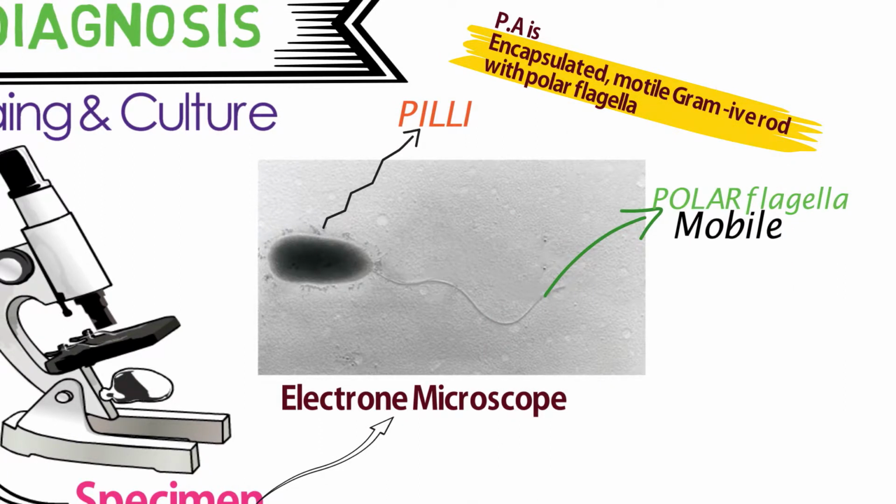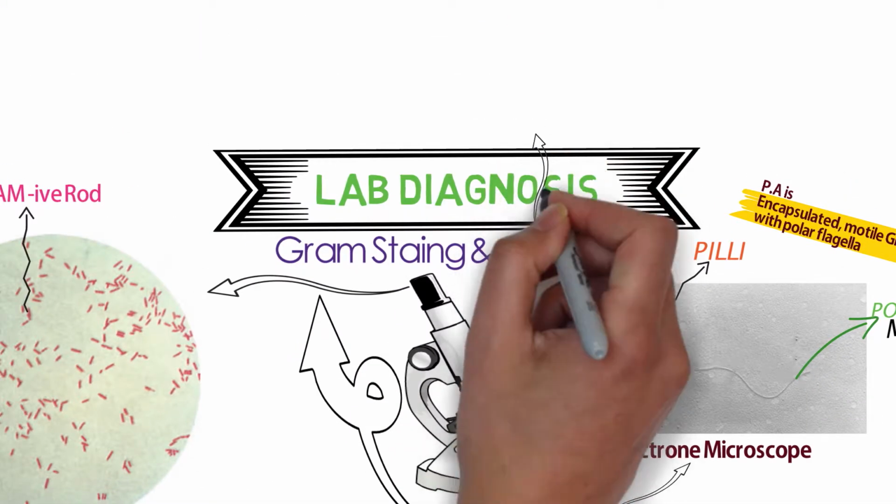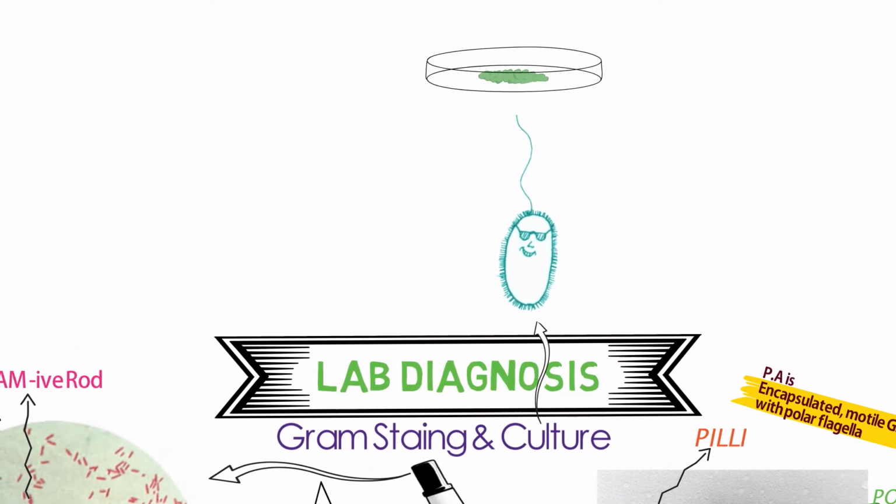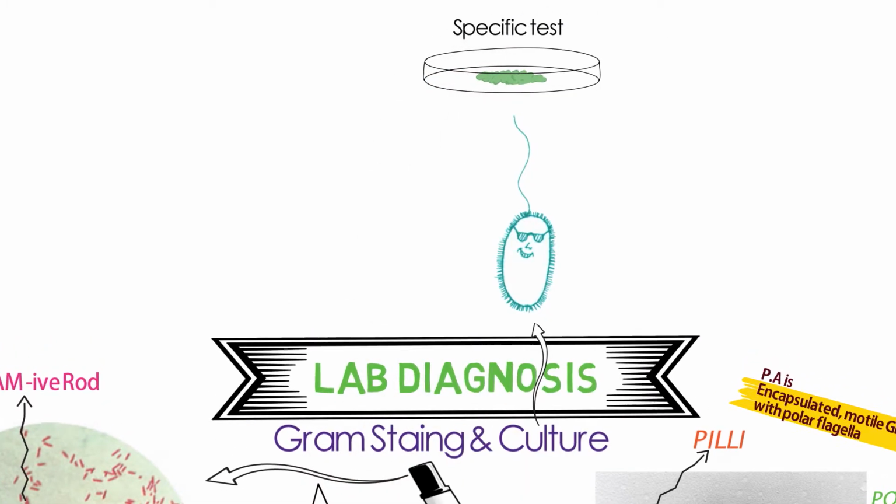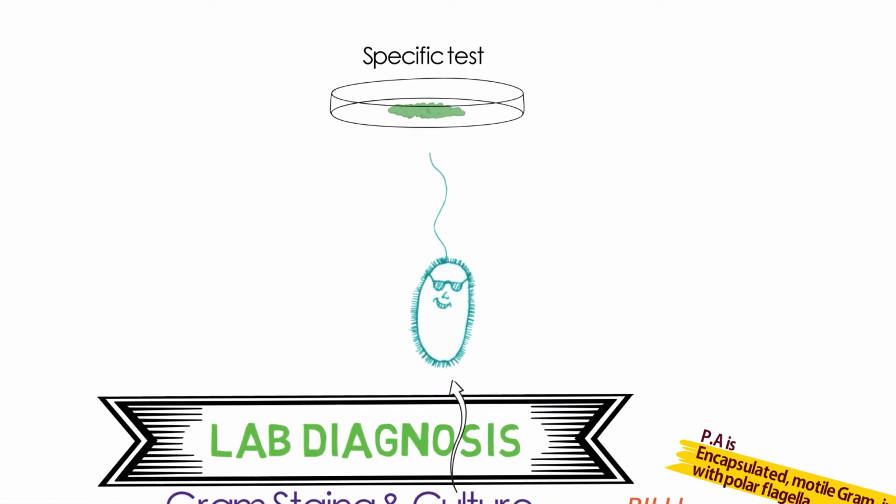It is gram negative rod, that is motile, encapsulated, and it has polar flagella. Culture. Culture is the most specific test for the diagnosis of Pseudomonas aeruginosa infection.